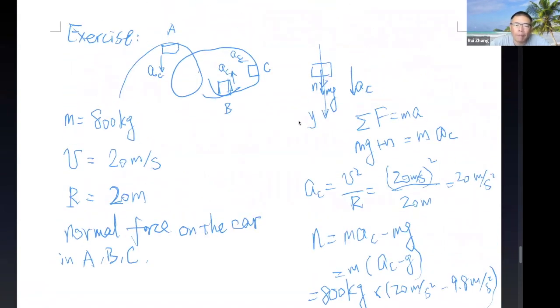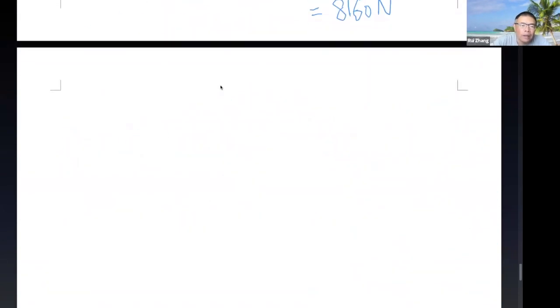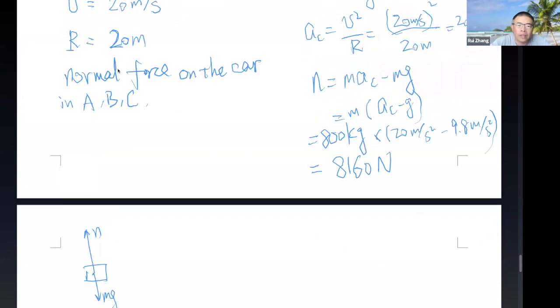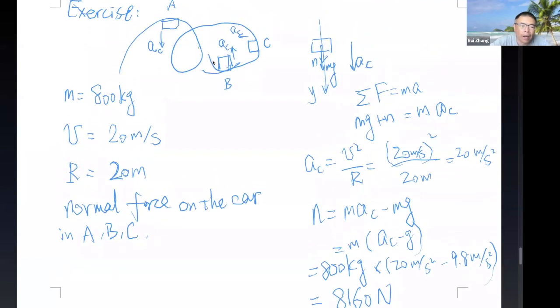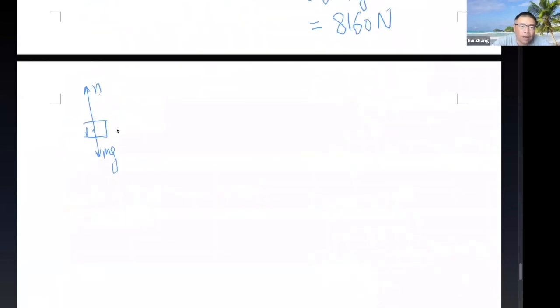Now let's look at B. What's the difference? In the case of B, gravity certainly still goes down. However, the normal force goes up now, because the surface is underneath the car. And also the acceleration now goes up, because the point is the center. So if you set this as your positive direction, for the second case you have N minus mg equals m a_c.